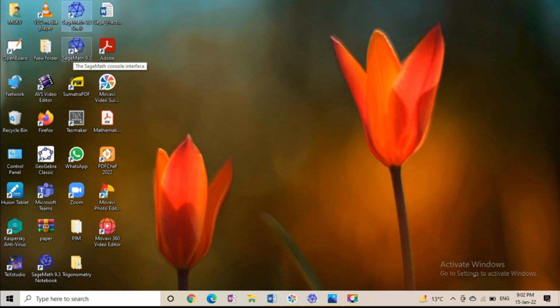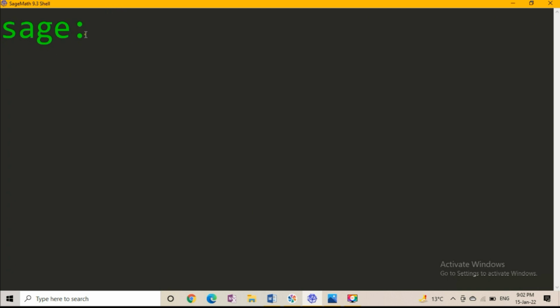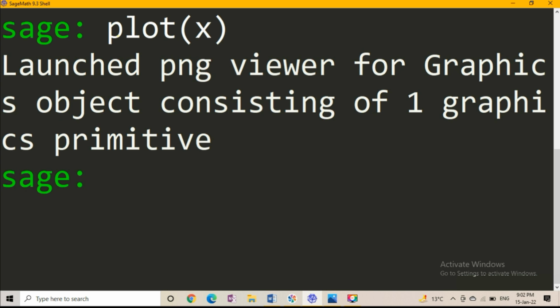This is your SageMath cell icon. So we click on this, and the SageMath cell opens. After that, first we plot a very simple graph, y is equal to x. So we write plot, and in small parentheses we put x and press enter.